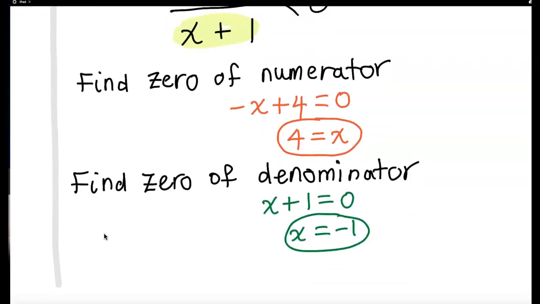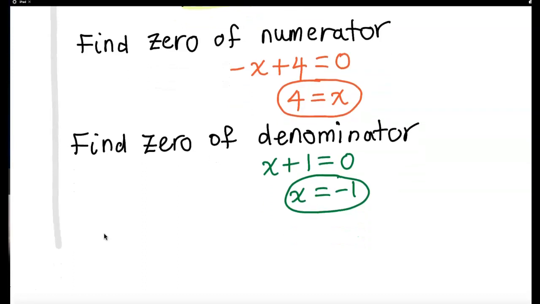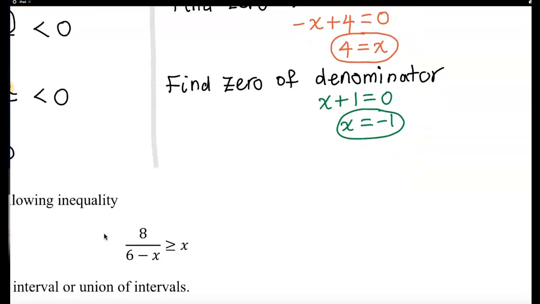So these two zeros from the numerator and the denominator are your boundary points. So on a number line, we are going to plot them. Go ahead and plot these over here. Smaller number is negative 1. Bigger number is positive 4.